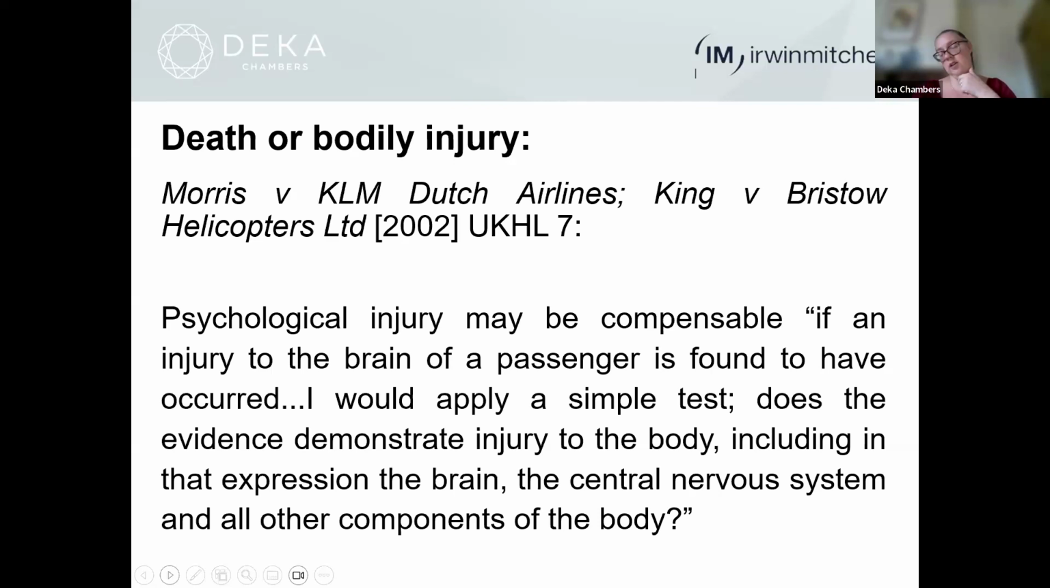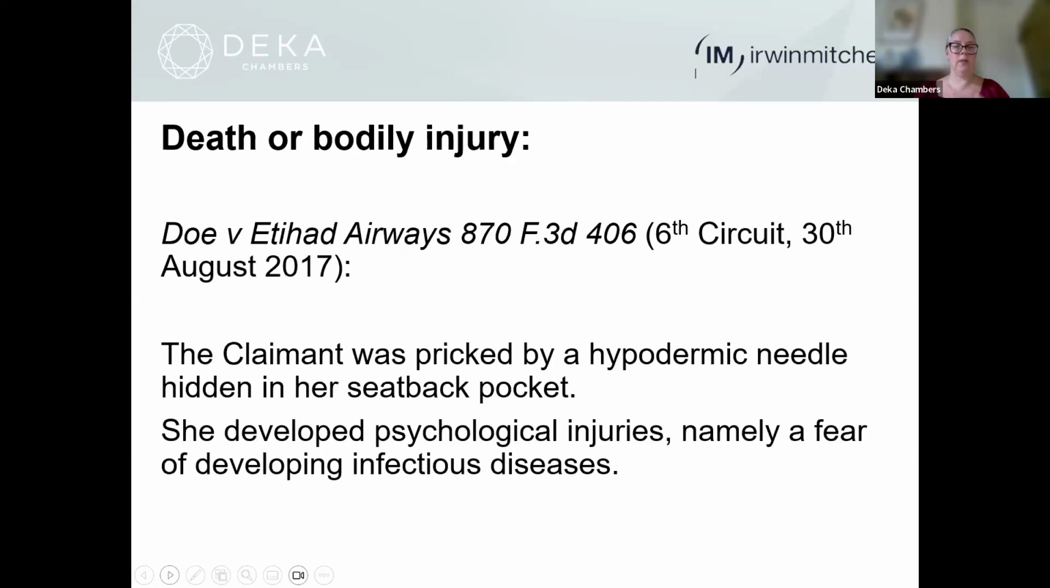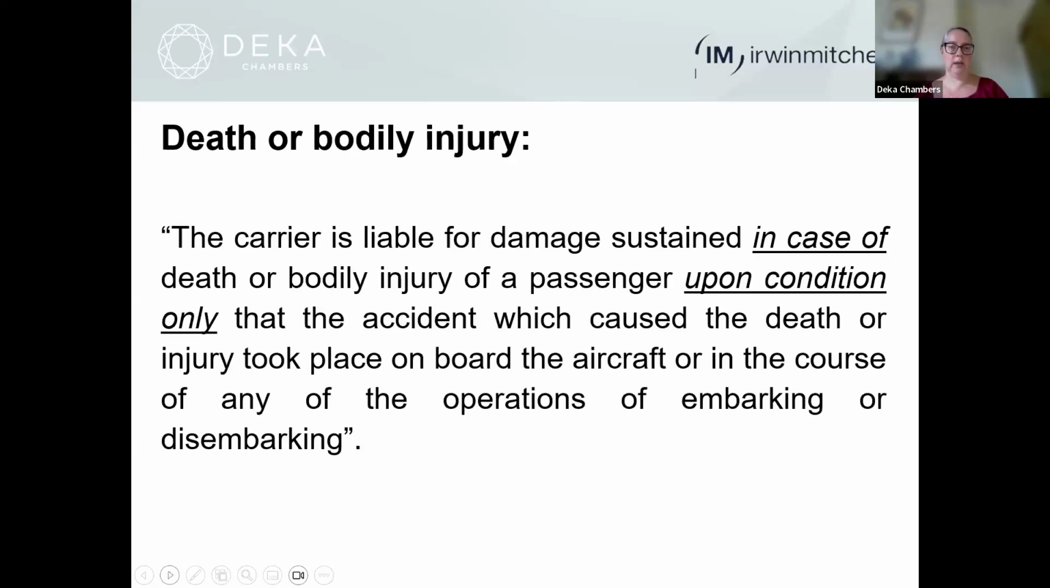And that could include a psychological injury because we know on testing and scanning that people with PTSD, for example, have different parts of their brain light up and so on. But that is very much at the cutting edge of the science of it. In Doe and Etihad, this is an American case, the claimant was pricked by a hypodermic needle and developed psychological injuries. So you've got a very de minimis bodily injury, but you have got a psychological injury.